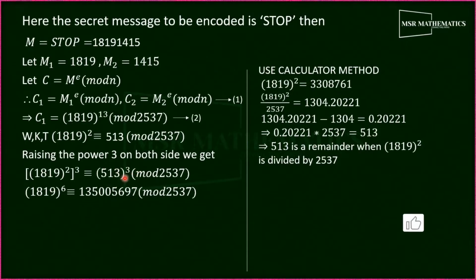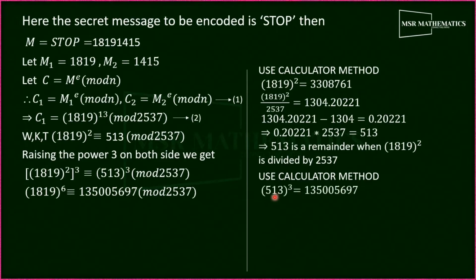Here 513 cube with the help of the calculator is 13505697. So we get a larger value. To obtain a smaller value we have to find the remainder for this, again with the help of the calculator method. Using the same procedure as before, 513 cube is 13505697. Next step, we have to divide this value by n. Here n is 2537. If we divide 513 cube by 2537, we get 53214.7012.